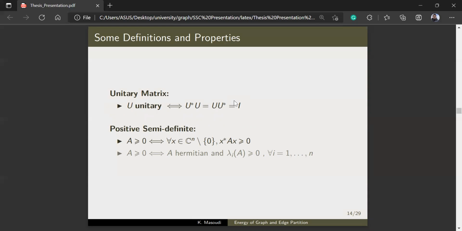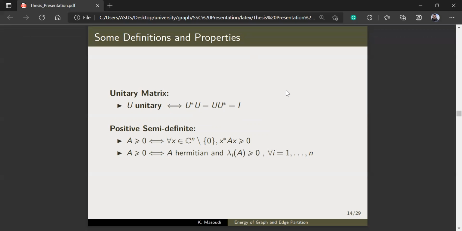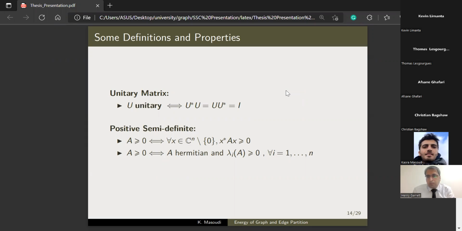A is a positive semi-definite matrix if and only if for all vectors X except 0, X star A X is non-negative. And A is positive semi-definite if and only if A is a Hermitian matrix and all of the eigenvalues of A are non-negative.